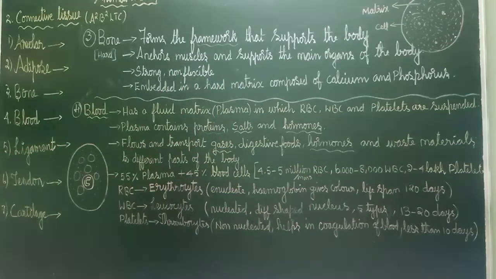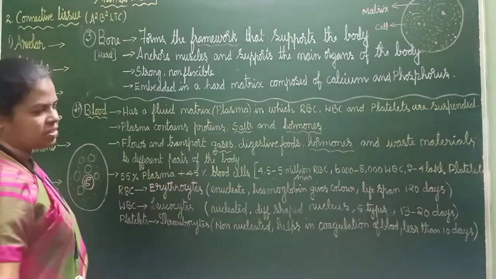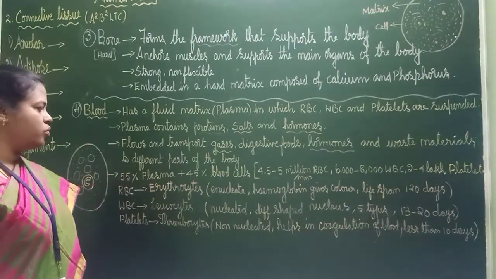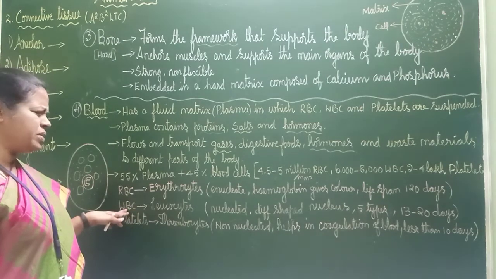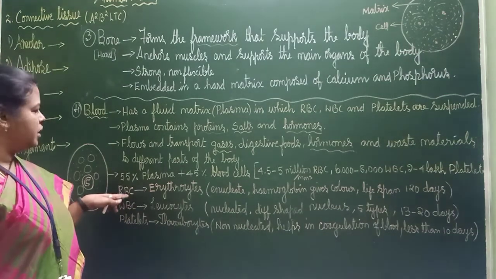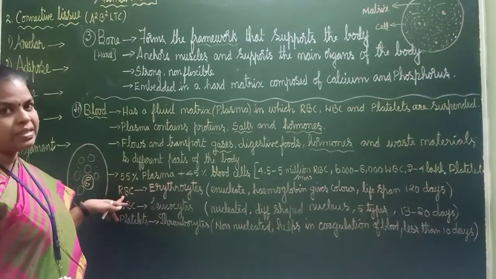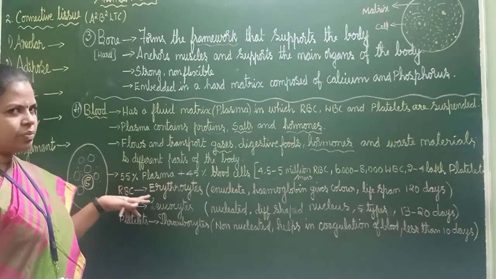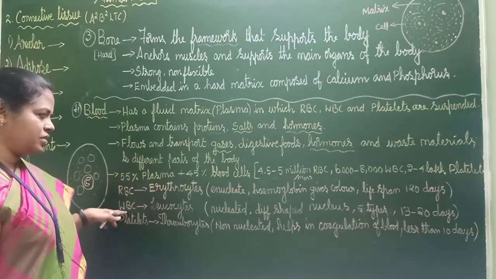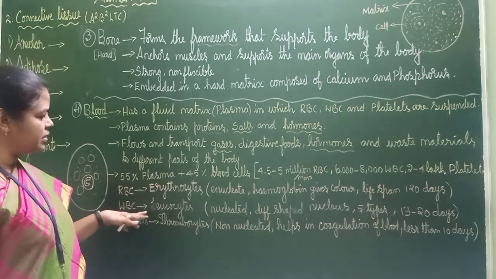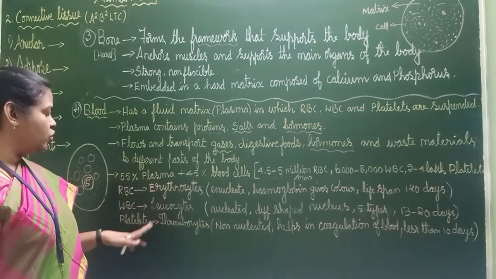And platelets. What do you mean by platelets? The other name of platelets are thrombocytes. Why it is white blood corpuscles? Because it is not having color. Here it is red in color, so it is called as red blood corpuscles. The other name is erythrocytes. Here it is colorless, so WBC, white blood corpuscles, and it is also called as leukocytes.